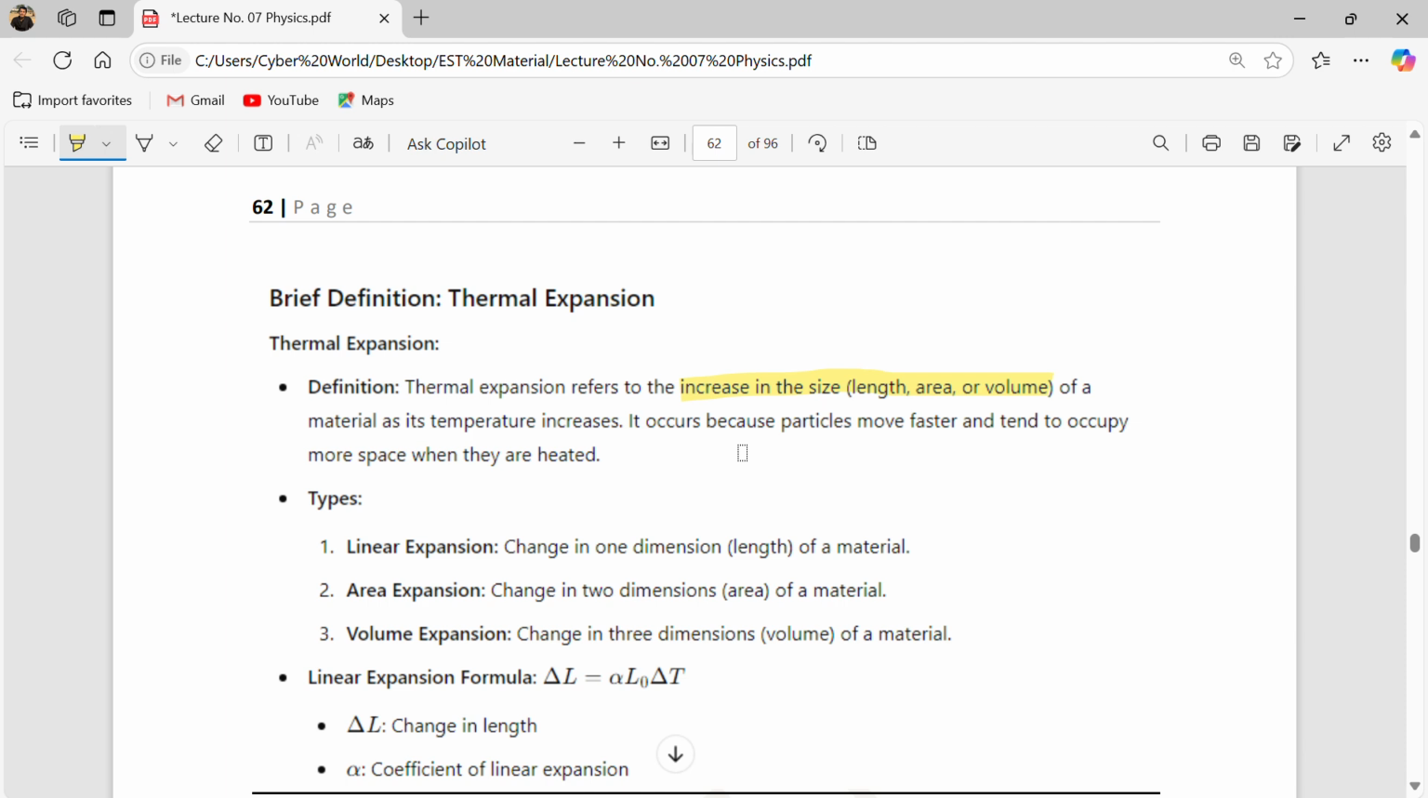Understood? So there are many types of expansion. First is linear expansion, where the body expands in one dimension, only the length. Next is area expansion. In that, there is a change in two dimensions, because area is 2D, in meter squared. So when there is a two-dimensional change, you can say area expansion. And the last one is volume expansion, where there is a change in three dimensions.